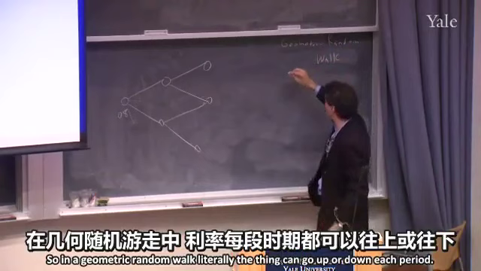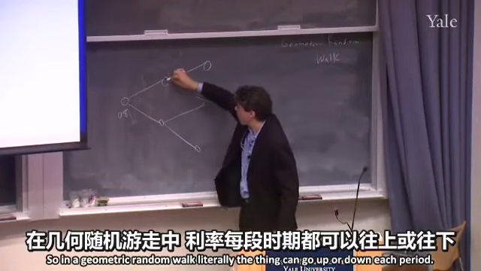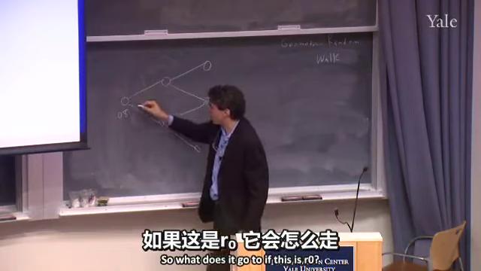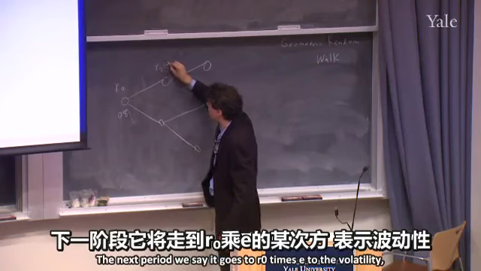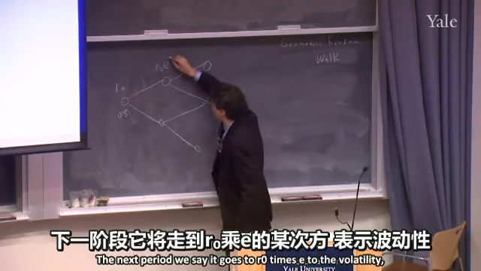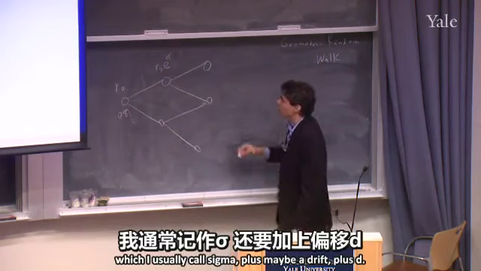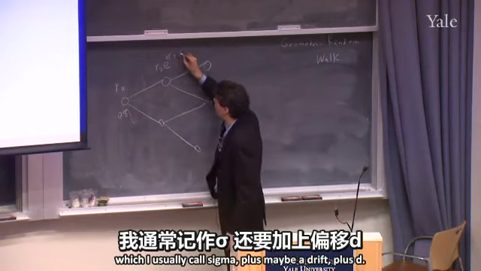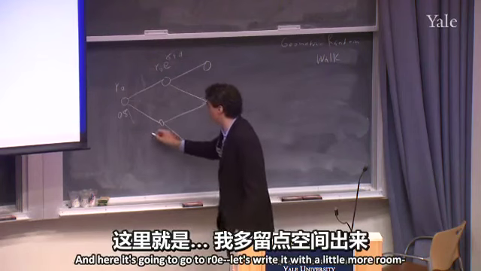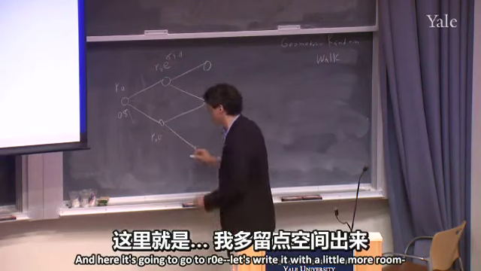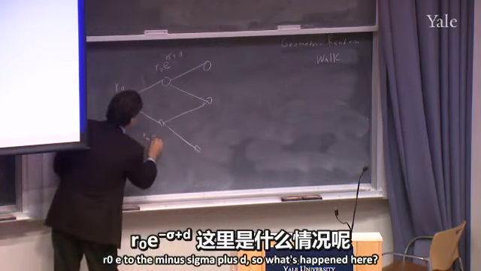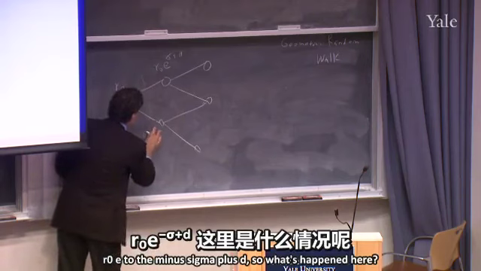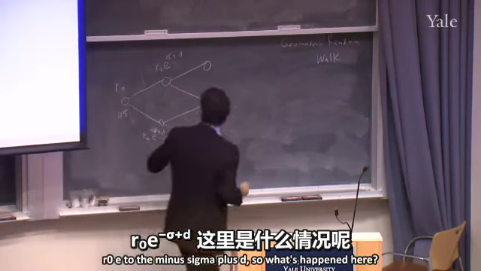So in a geometric random walk, literally, the thing can go up or down each period. So what does it go to? If this is R0, the next period, we say it goes to R0 times e to the volatility, which I usually call sigma, plus maybe a drift, plus d. And here it's going to go to R0 e to the minus sigma plus d. Okay, so what's happened here?